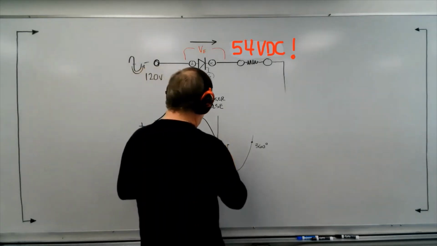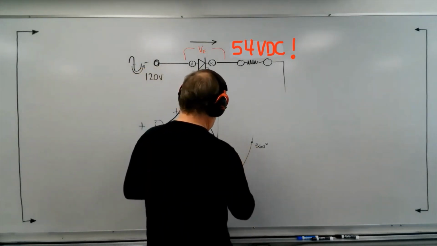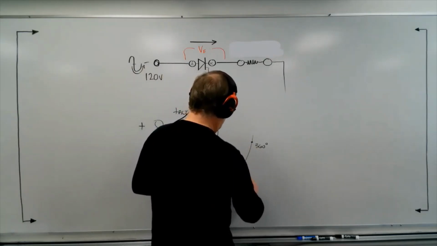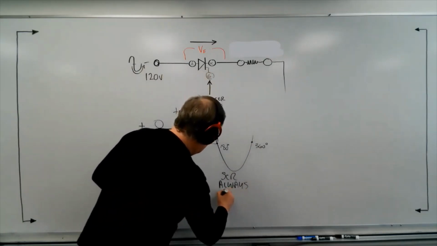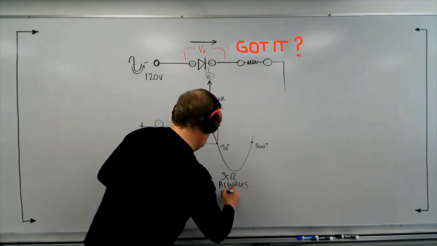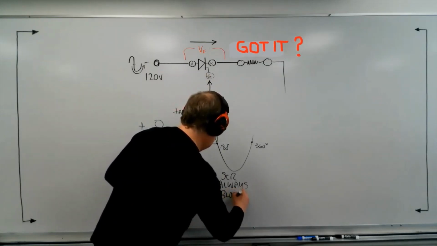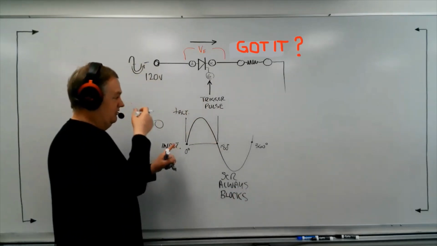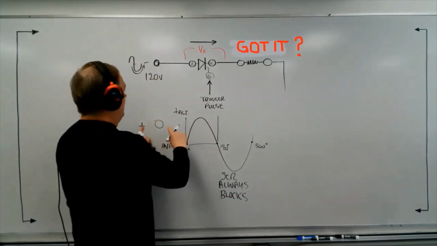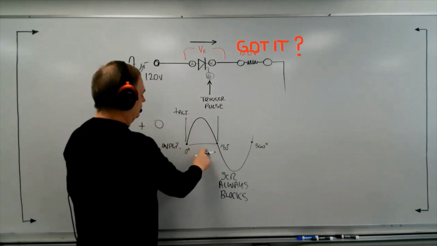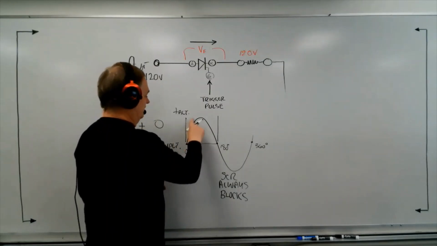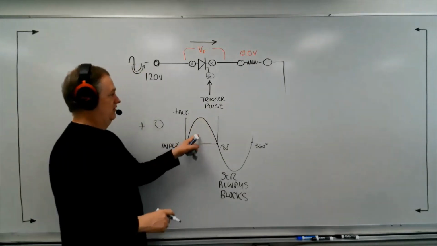During the negative alternation, the SCR always blocks. So the only part of the AC waveform that the SCR can control is the first, or what we call the positive alternation, generally speaking.